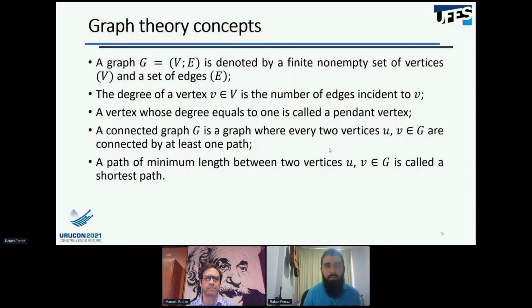Here we have some graph theory concepts. The first one, a graph G, is denoted by a finite non-empty set of vertices V and a set of edges E. The degree of a vertex V is the number of edges incident to V. A vertex whose degree equals 1 is called a pendant vertex. So the pendant vertex here is the end vertices of a system. A connected graph G is a graph where every two vertices U and V are connected by at least one path. And a path of minimum length between two vertices U and V is called a shortest path.